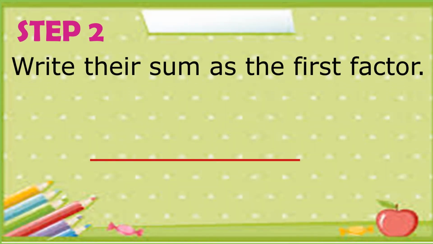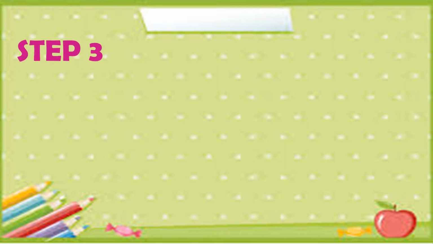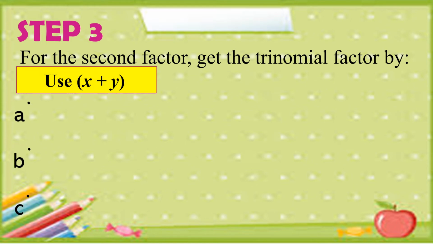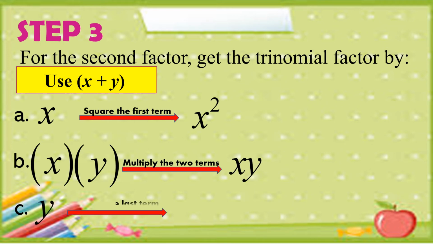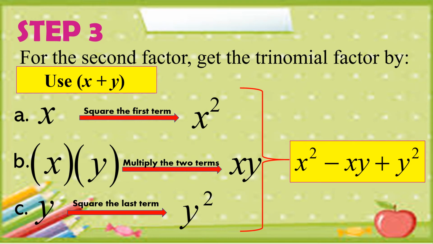Step 2. Write their sum as the first factor. So we have now x plus y. Step 3. For the second factor, get the trinomial factor by using the first factor x plus y. Square the first term. Multiply the two terms. And square the last term. Combine all of these products. And we came up now with x squared minus xy plus y squared.